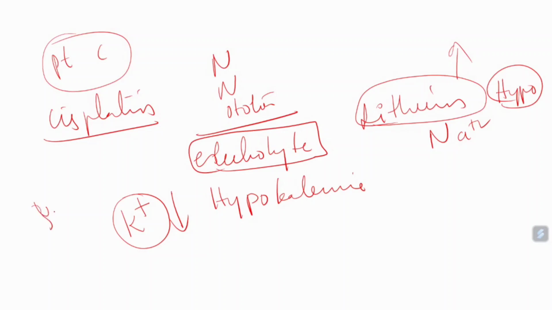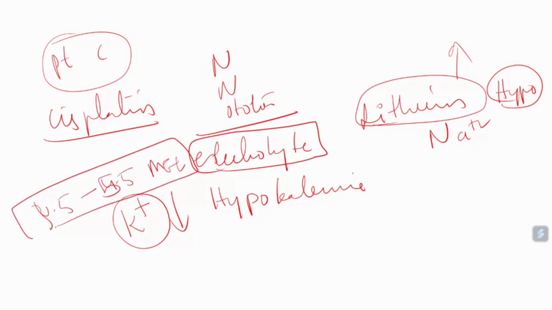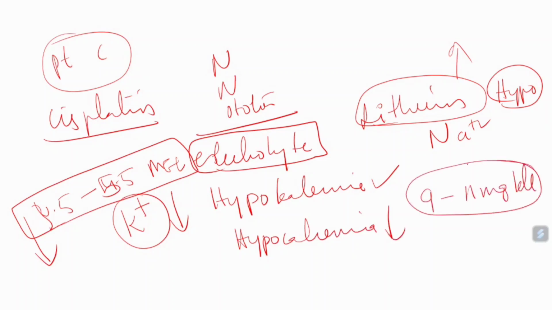Potassium levels are very important. 3.5 to 5.5 milliequivalents per liter is maintained in the body. If the potassium level falls below 3.5, it causes hypokalemia. So platinum containing compounds cause hypokalemia. It causes hypocalcemia; calcium levels decrease in the body. In previous classes, I told you 9 to 11 mg per dl is the normal level of calcium. If it decreases below 9 mg per dl, that is called hypocalcemia. And sometimes it also causes hypomagnesaemia. Magnesium concentration also decreases in the body when cisplatin is given.